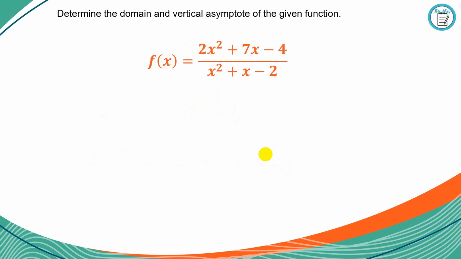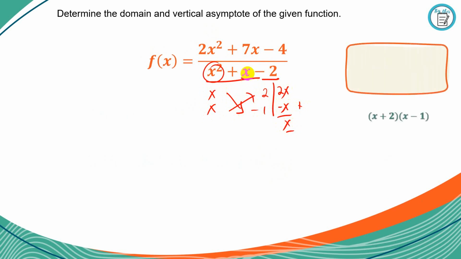Next, determine the domain and vertical asymptote of the given function. First, we have to factor this using the cross method. We have x and x, and since this is negative 2, one is positive, one is negative. Cross method: 2x and negative x, add 2x minus x is equal to positive x, which is the middle term. So the factors are x plus 2 and x minus 1.